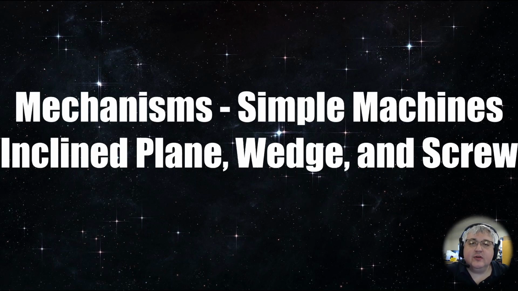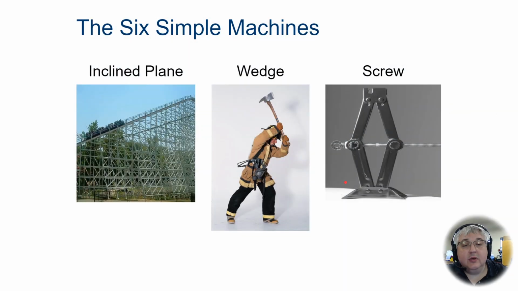Hey students, let's go ahead and do part 2 of the mechanisms, simple machines. In this case we're going to talk about the inclined plane, the wedge, and the screw. Of the 6 simple machines we've already talked about, I talked a really long time, and I'm sorry about that, but let's talk about the inclined plane, the wedge, and the screw in this case.